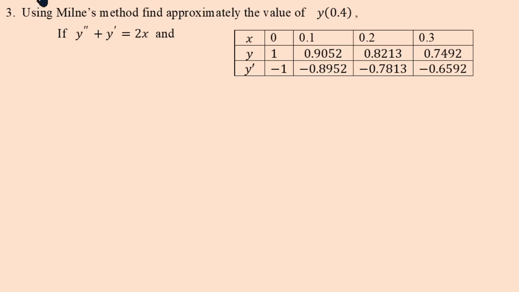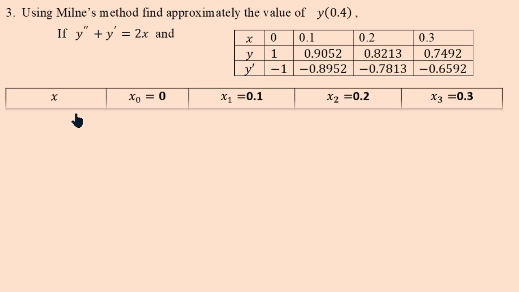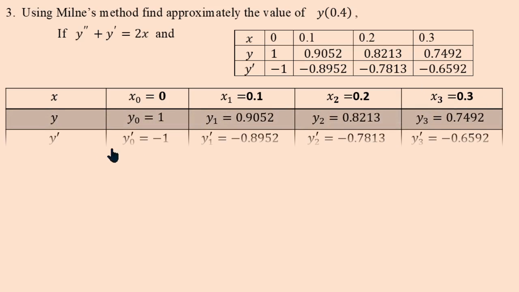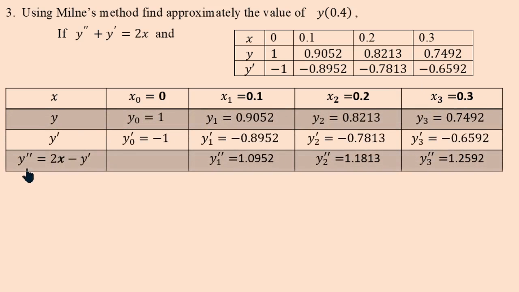Okay. Now one more example, using Milne's method, find approximately the value of y at 0.4. Here in the table it is given x0, x1, x2, x3, y0, y1, y2, y3, y0 dash, y1 dash, y2 dash, y3 dash. So y double dash is 2x minus y dash. The x value, y value and y dash value are given. Now find y double dash value for y1 double dash, y2 double dash, y3 double dash, substituting x and y dash value.